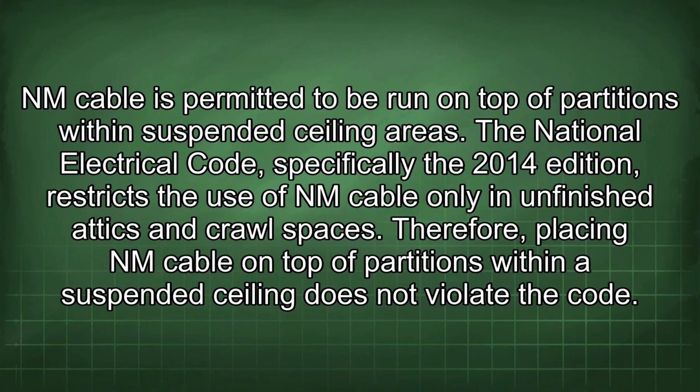NM cable is permitted to be run on top of partitions within suspended ceiling areas. The National Electrical Code, specifically the 2014 edition, restricts the use of NM cable only in unfinished attics and crawl spaces. Therefore, placing NM cable on top of partitions within a suspended ceiling does not violate the code.